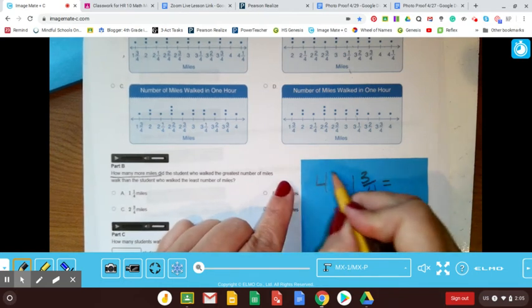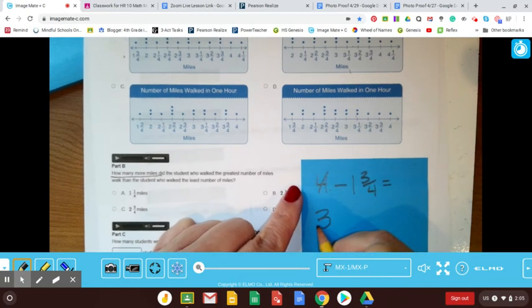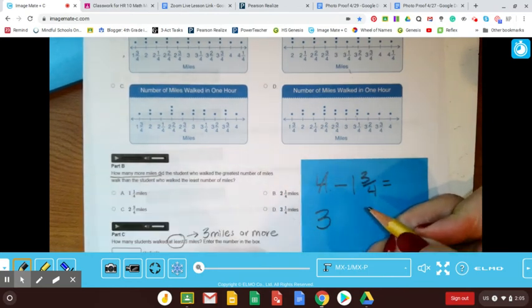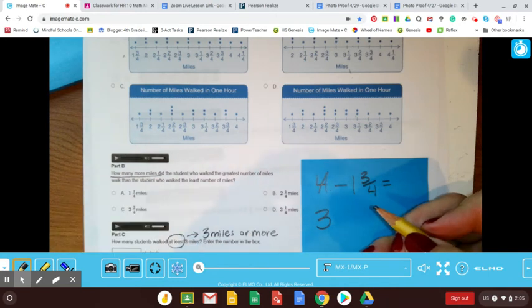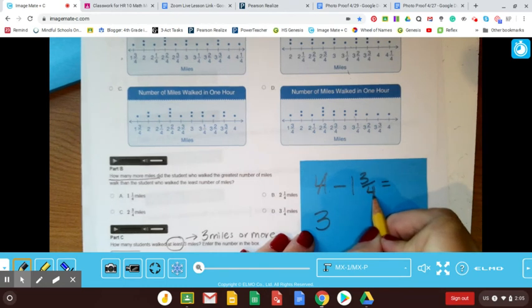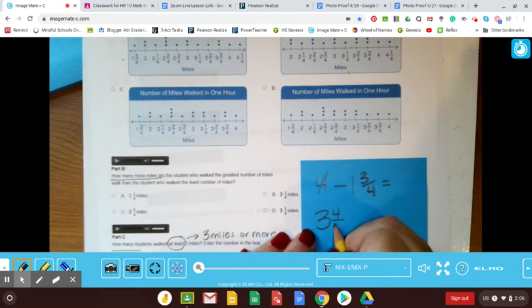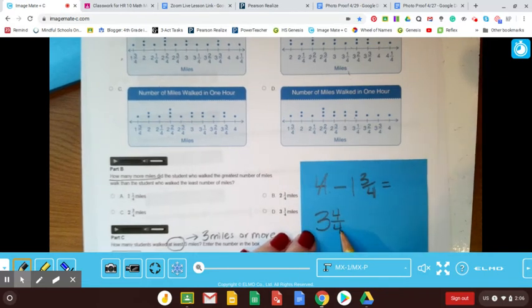So we have to regroup our 4. And so I'm going to pull 1 away from the 4, making it a 3. And then I'm going to take that whole that I pulled out and think of it like 4/4. Why 4/4? Because our denominator over here is 4. So now I'm going to put that whole back in as 4/4, right? So 3 4/4 is just another way of saying 4, right? Here's 3, and then 4/4 is 1, so 3 plus 1 is 4. Now I can subtract, and I'll be able to get an answer.